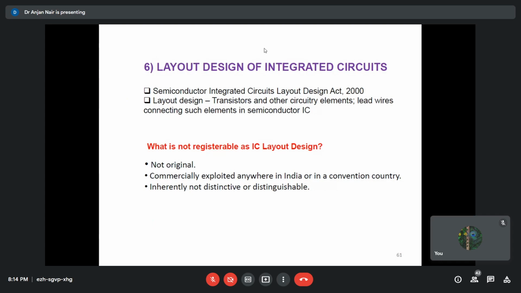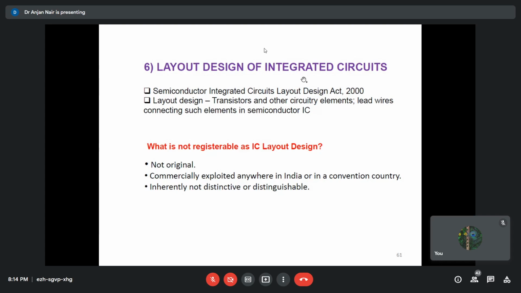So the sixth IP, we have two more IPs, so we'll quickly finish. The sixth is the layout design. This is again exclusively for you, for the electronics club, which is organizing today's session. Many of you are coming with new chip designs and things. So semiconductor layouts and transistor and circuit IC layouts, you can file for this.